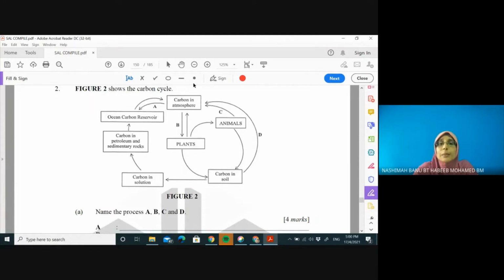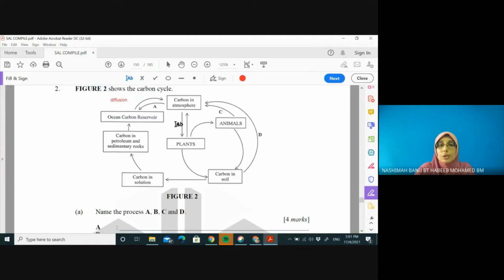The first one, carbon in atmosphere. What process menyebabkan the ocean carbon reservoir? Dia dapat, and nampak petroleum, carbon in solution, carbon in soil, animal use and plant use, and they give back. So kalau macam ni, rasanya apakah proses A? From atmosphere, your carbon dioxide now goes to the reservoir. So diffusion.